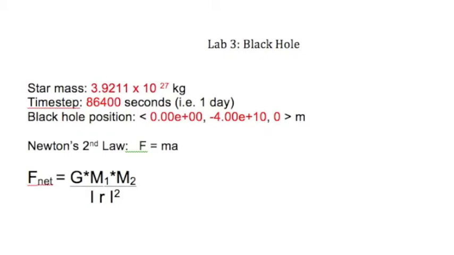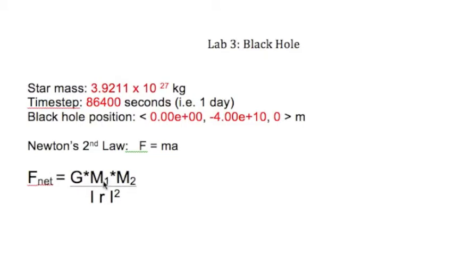In our system, we have a black hole interacting with a star of mass 3.9211 times 10 to the 27th kilograms, creating a gravitational force between the two. In order to determine the force of gravity, we must use the law of universal gravitation, or F net equals big G times m1 times m2 over r squared, where G is the gravity constant, and m1 and m2 are the masses of the two objects in the system.